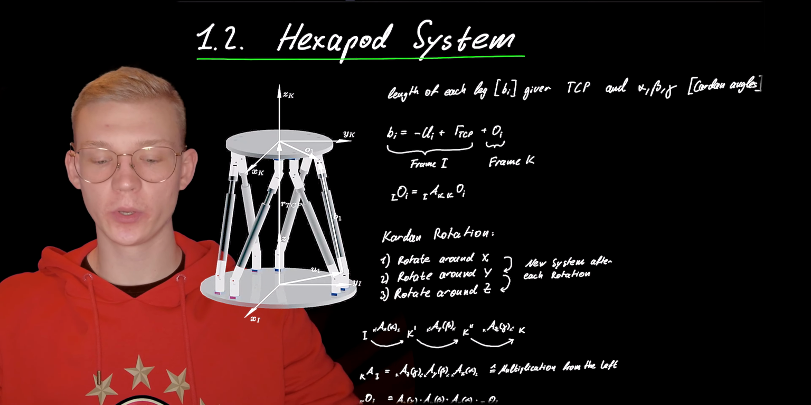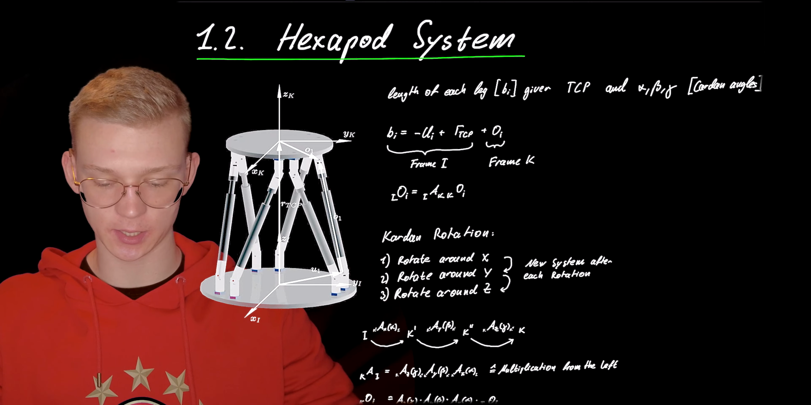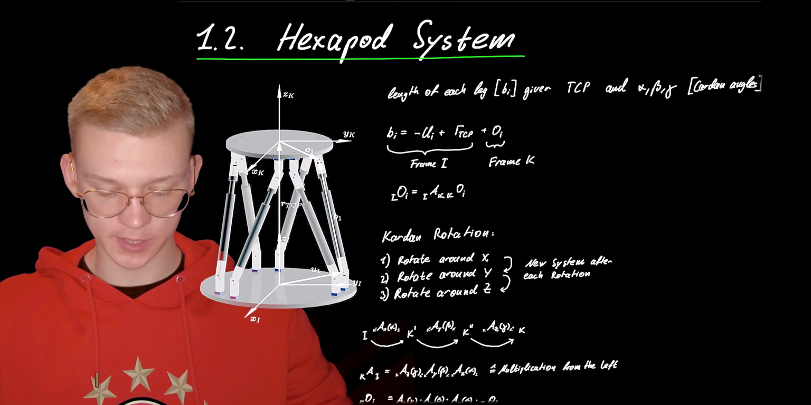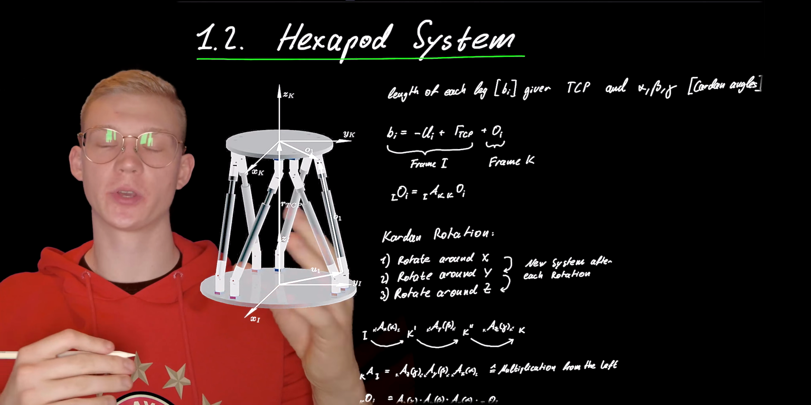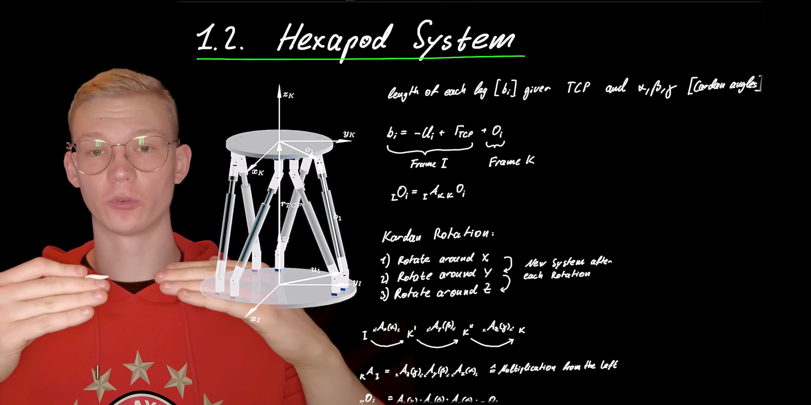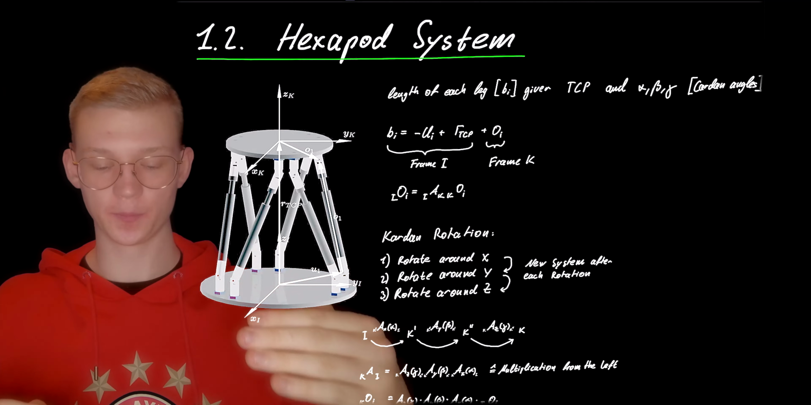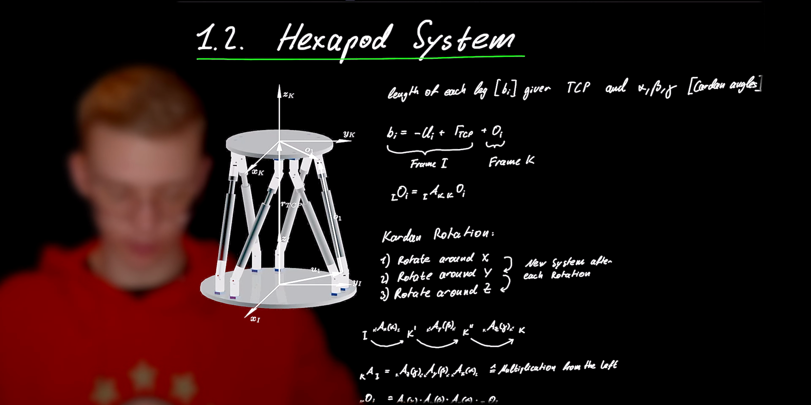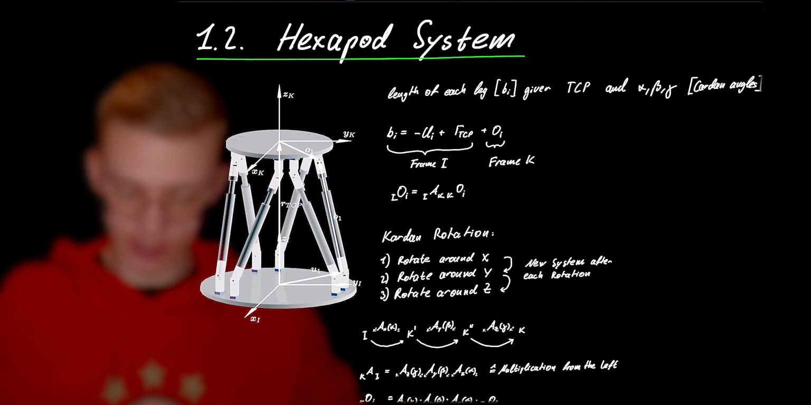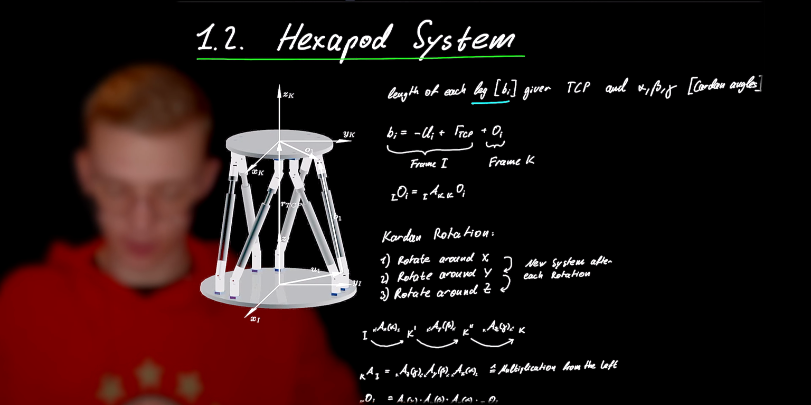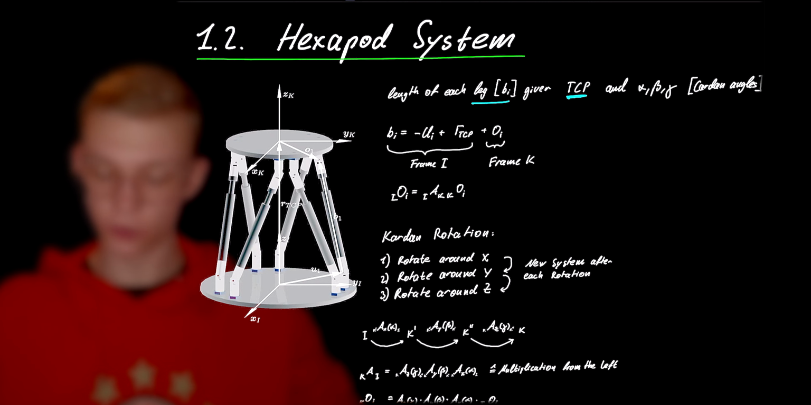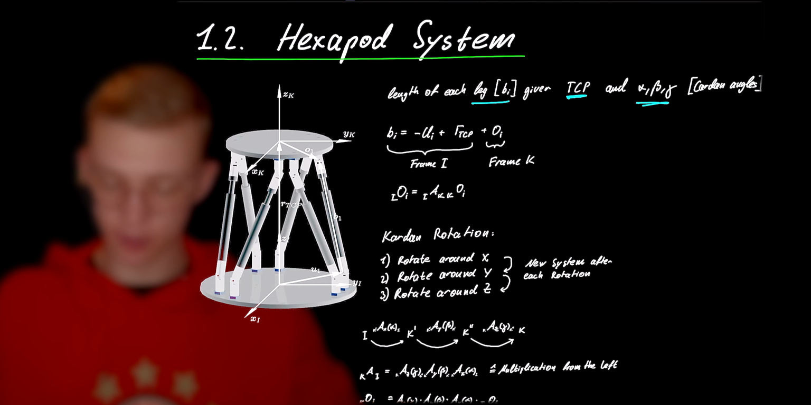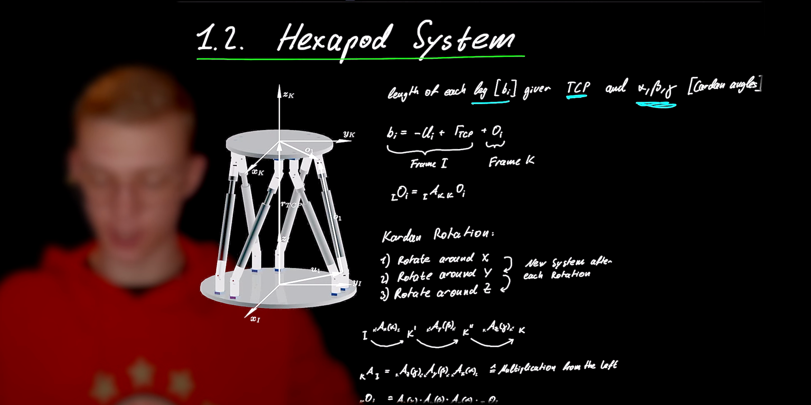In this video, we will solve this hexapod system. The goal of this exercise is to just work with transformation matrices and how we transform from one coordinate system to another. So our task for this exercise is to find the length of each leg of our hexapod system, given that we have the TCP, the tool center point, and the angles alpha, beta, and gamma. And those are the current angles.